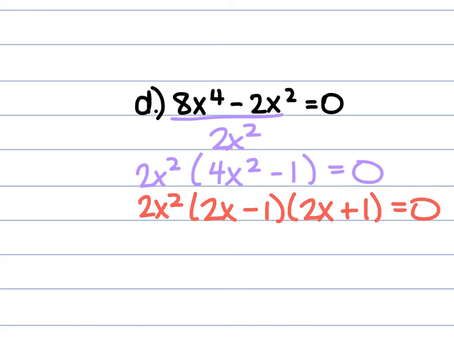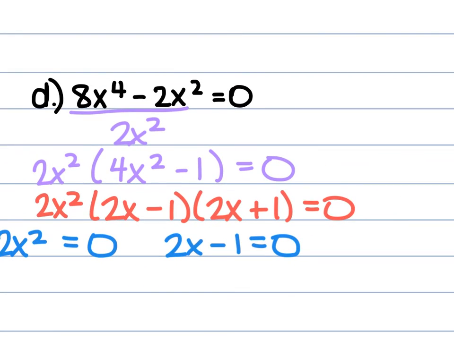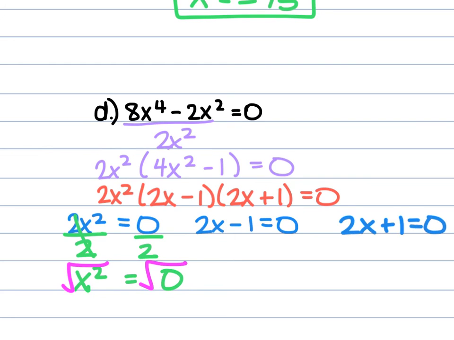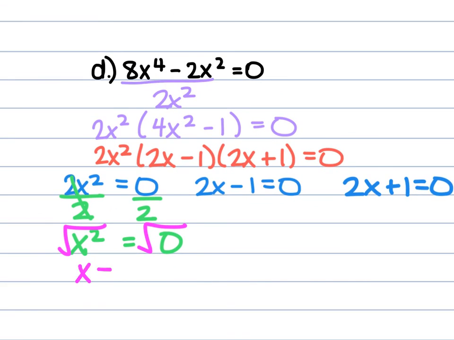Set each part equal to 0. 2x squared is equal to 0. 2x minus 1 is equal to 0. And 2x plus 1 is equal to 0. We're going to start by dividing by 2 on each side with the 2x squared is equal to 0. We get x squared is equal to 0. We take the square root of each side. The square root of 0 is 0. So x is equal to 0.